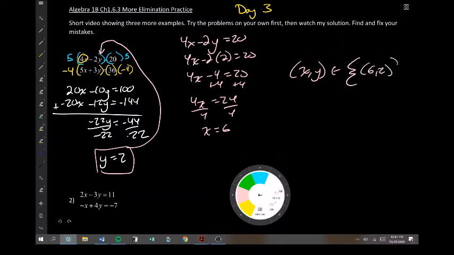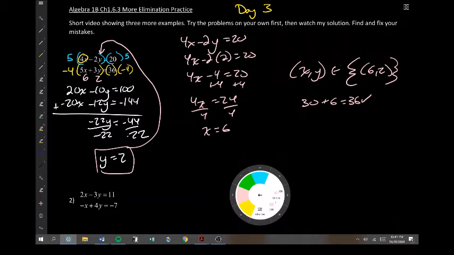I'm going to check that really quick. I'm going to plug a 6 in for this x and a 2 in for this y. 5 times 6 is 30. 3 times 2 is 6. 30 plus 6 is 36. So that's a quick check to make sure it works. A check like that wouldn't be sufficient on homework, but it's sufficient for now when I'm just doing some work. Okay, so there's number 1.